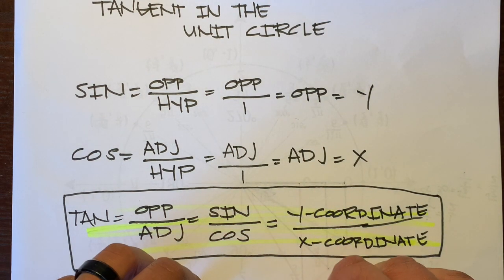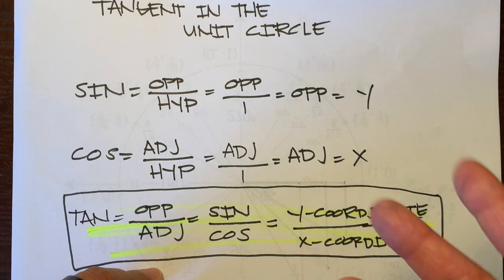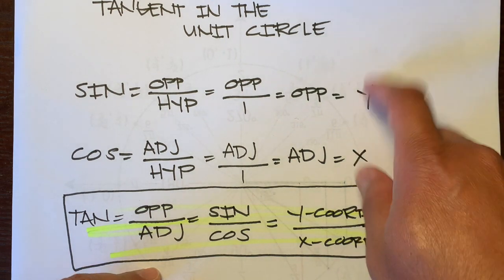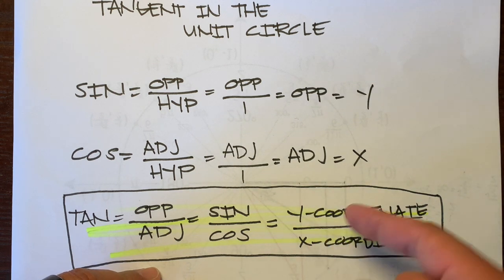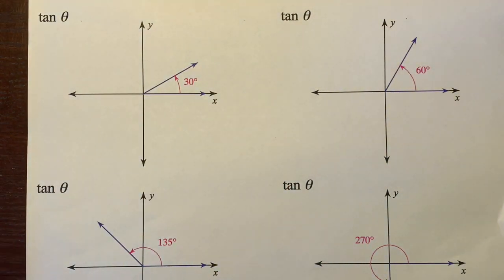So let me show you some examples. There's some arithmetic, some math involved, some algebra involved. It's not as easy as just the y for sine, x for cosine. It's y over x. So y divided by x. So let's find an example for you.